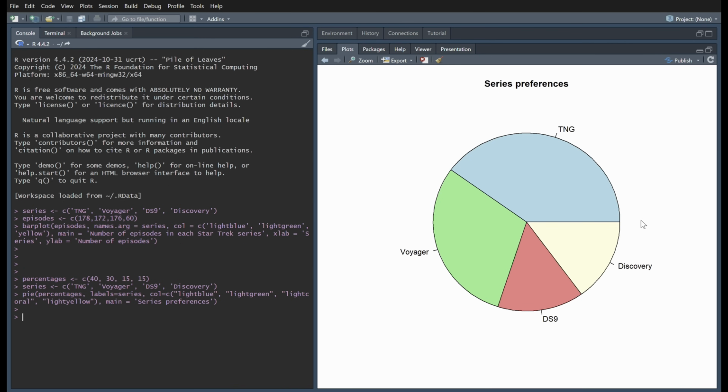Okay, so here's our output, and as you can see, each slice represents a different series, and the size of each slice corresponds to their percentage. We can see that the Next Gen has the largest slice at 40%, followed by Voyager at 30%, with DS9 and Discovery each having 15%. So this chart is a quick way to see how preferences are distributed among these series.